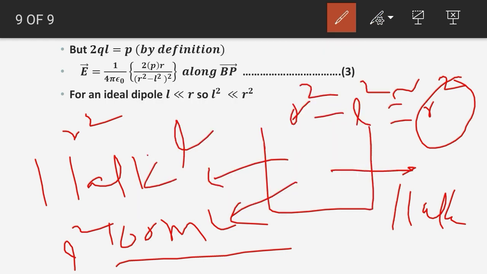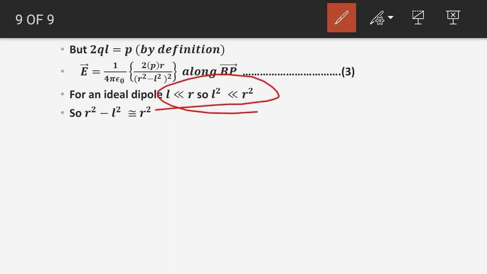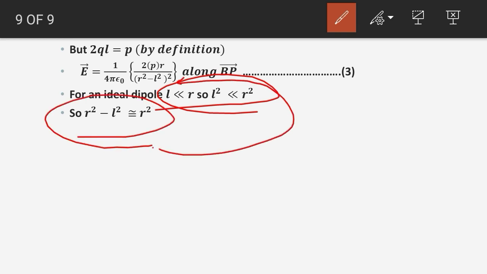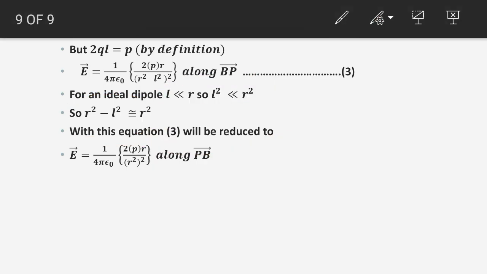So r square minus l square will be r square, since l square is very, very small. Remember, this is for the ideal case only. For ideal cases, r is much greater than l, so r square is even much greater than l square, right? So this is the condition. For this condition, r square minus l square is simply r square, so the denominator will be reduced to r square whole square.